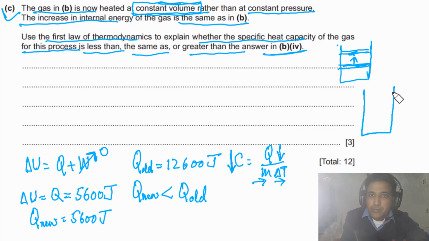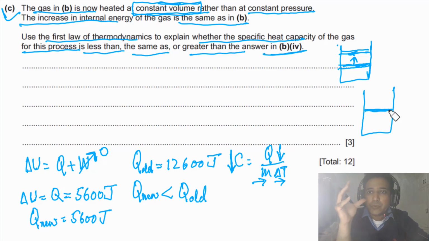But in this part, volume is fixed, so no work is done by gas. As no work is done by gas, all the thermal energy supplied is used to increase the internal energy of the gas. So less thermal energy is needed. If work is done by gas, more thermal energy is needed. If work is not done by gas, less thermal energy is needed for the same change in temperature and also the same change in internal energy.